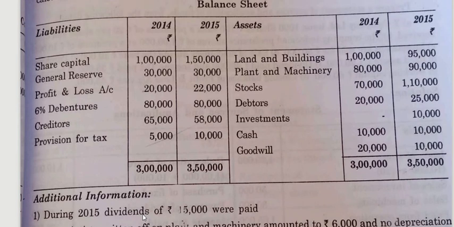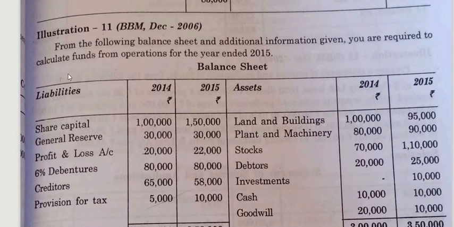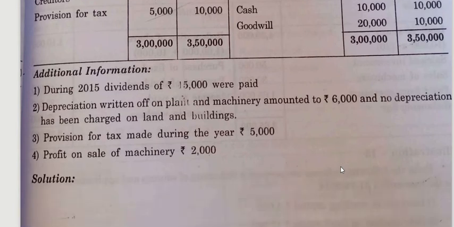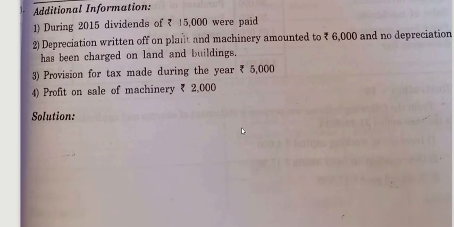So let us consider what all will come in your adjusted profit and loss account in order to calculate your funds from operation. Dividend paid will be debited in your adjusted profit and loss account. Depreciation written off on plant and machinery 6,000 debited in your adjusted profit and loss account. Provision for taxation made during the year 5,000 debited to your adjusted profit and loss account. Profit on sale of machinery is a profit on the sale of a long-term asset, which needs to be credited in your adjusted profit and loss account.